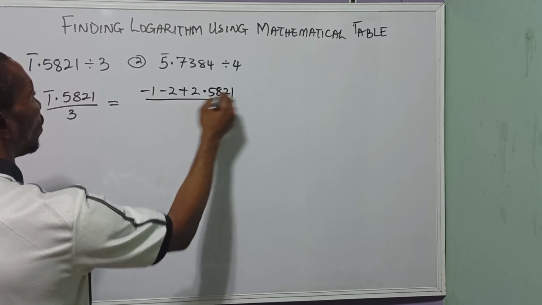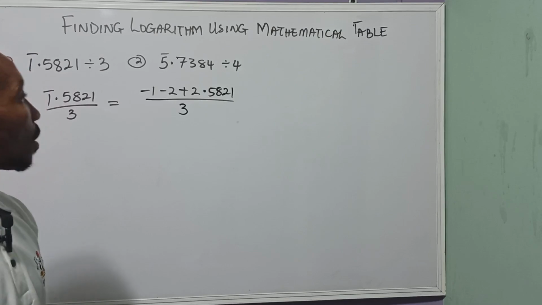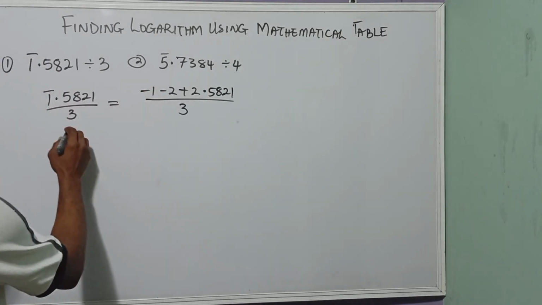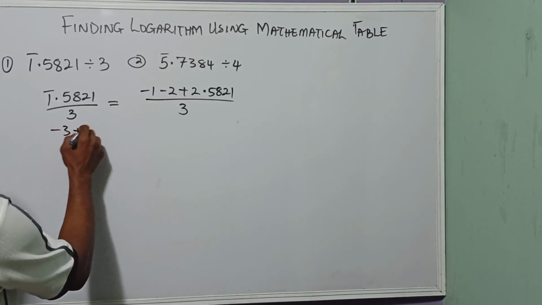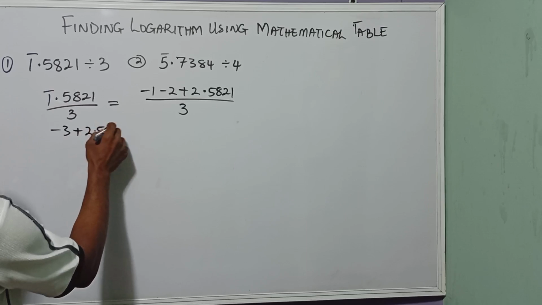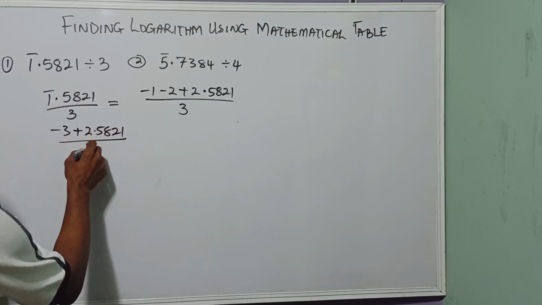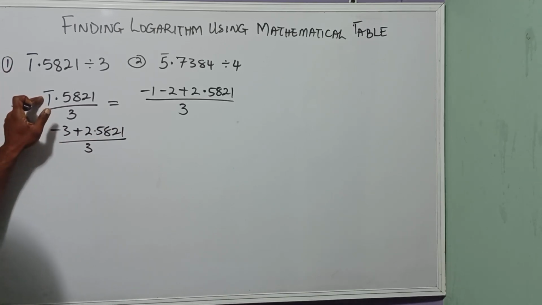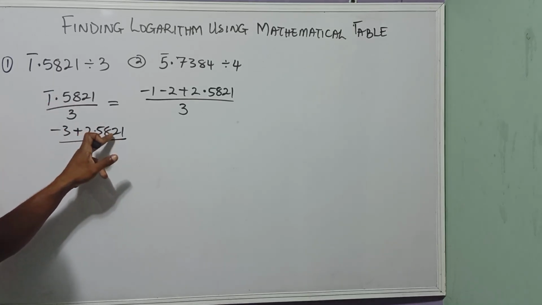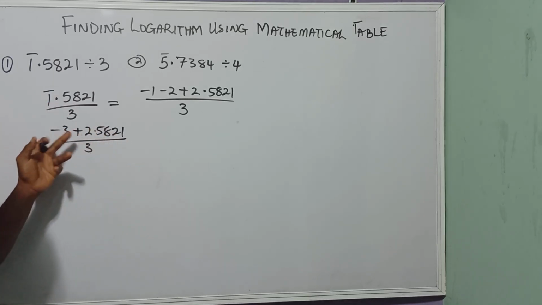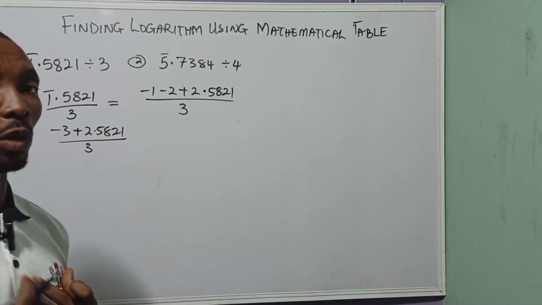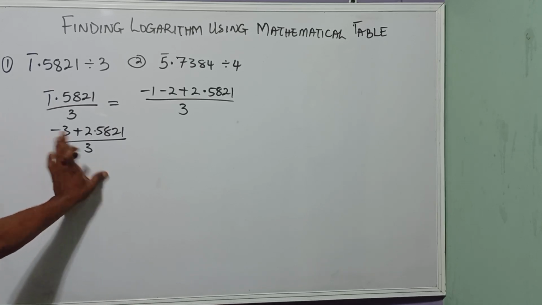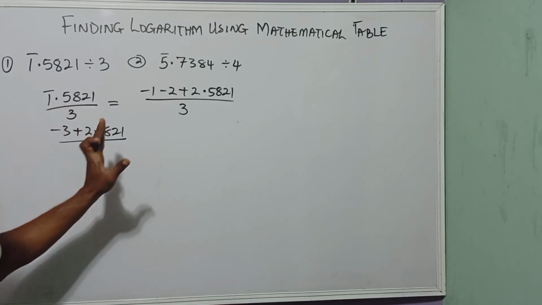0.5821, all divided by 3. Now, we can see that if we add this up, this gives us a minus 3 plus 2.5821 all over 3. If we write this in a calculator, we'll still get a minus 1.5821. So it's like it's there, but it isn't there. So that's why I refer to it as a catalyst. So in this situation, we can now simply divide this equally.